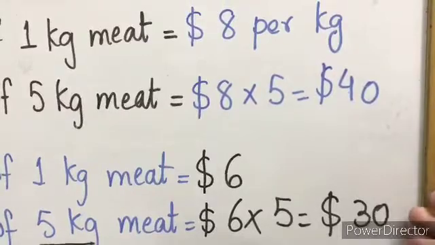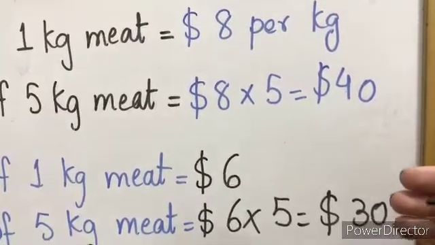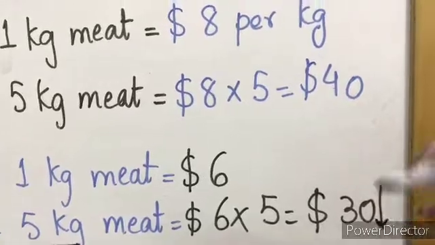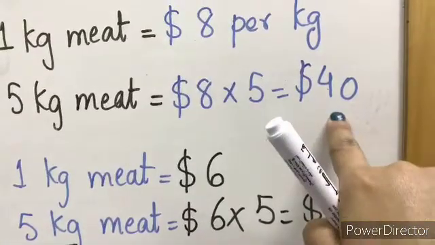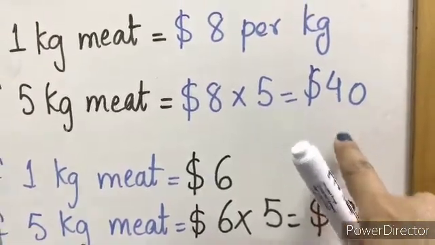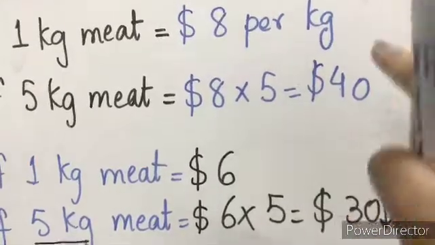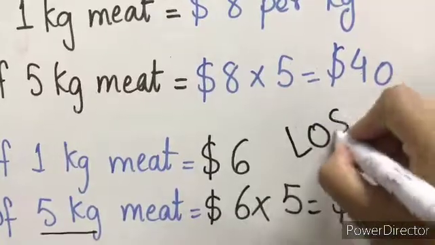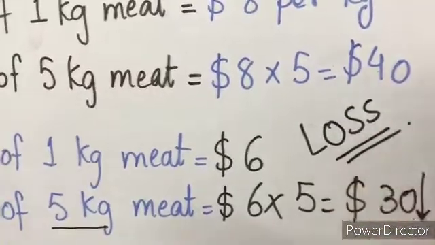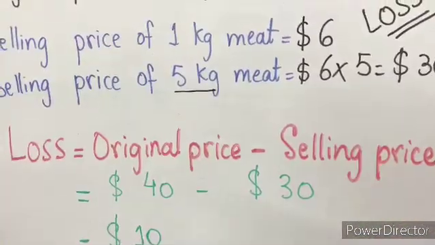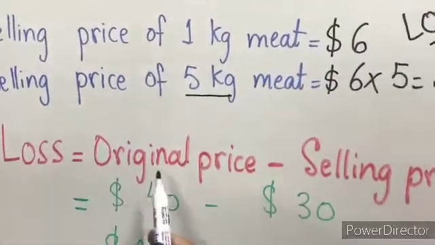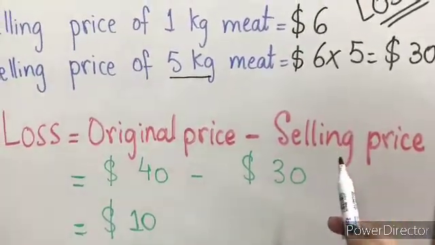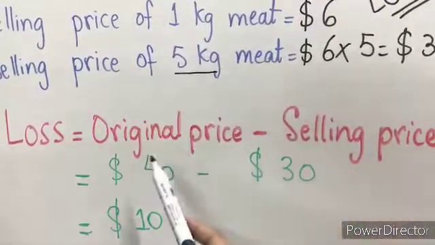Now, from here you can compare that the selling price is lower than the purchasing price or the original price or the buying price. So, from here you clearly know that it's a question of loss. Let's see. So, the formula you know, loss is equal to original price minus selling price. Means selling price will be low in this. So, you are going to put the values here.